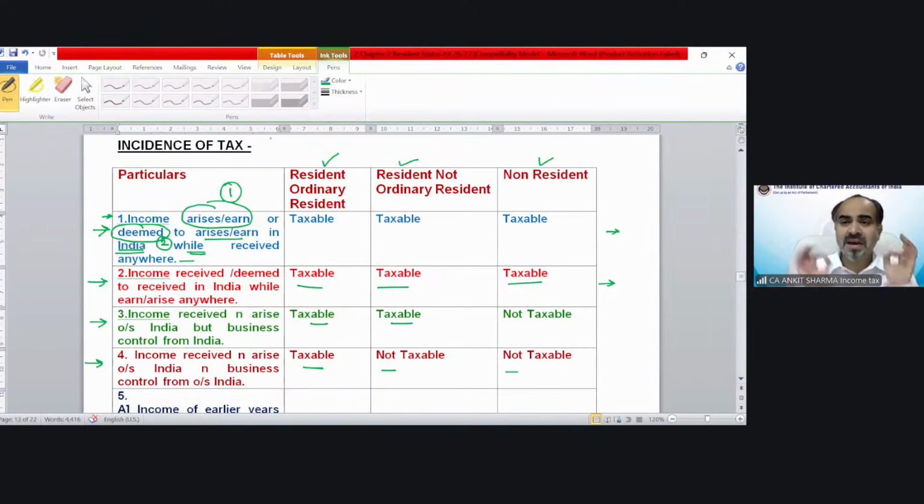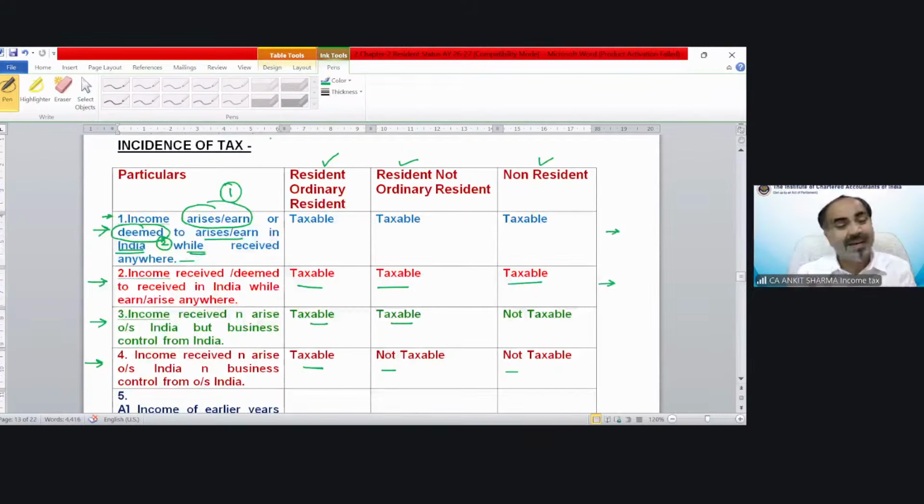So if income has been earned, arise, accrued in India or deemed to arise. What is deemed to arise? Deemed to arise means indirectly. Arise means directly earning from India. Deemed to arise means indirectly. What is the exact meaning of deemed to arise? That is also a separate provision we will discuss after this table.